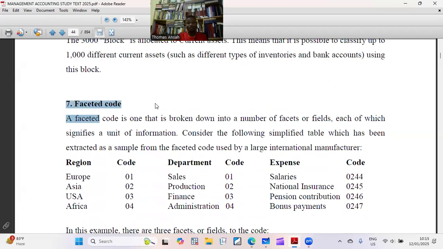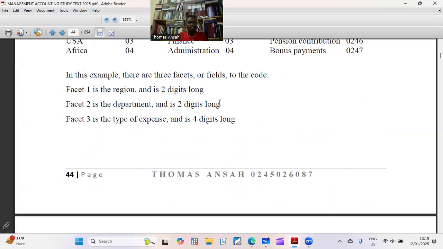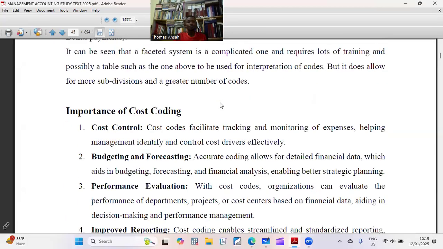Then we have the faceted ones. You see region, Europe, and everything. It is also done in blocks. You don't need to really worry yourself about these things, because every company has its own way of doing it.